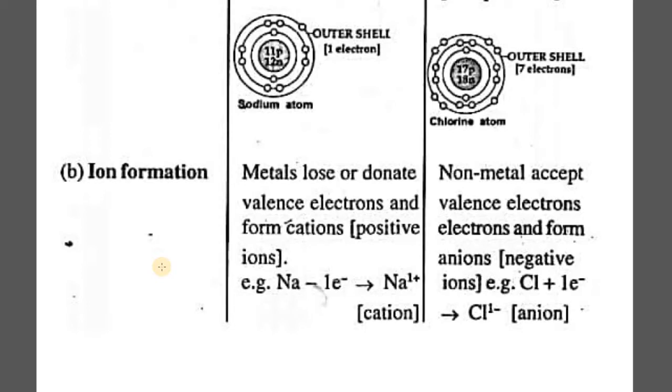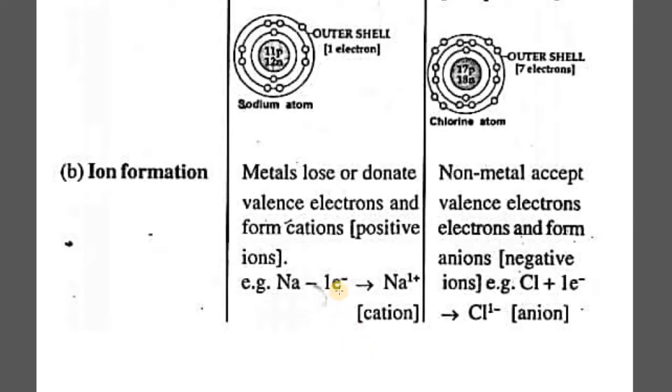If any atom has lost an electron or donated a valence electron, it forms a positive ion, and it will acquire as many positive charges as the electrons it has lost. For example, sodium here has lost this one electron which was present in the outermost shell to obtain its octet, or to fulfill its octet and become more stable.